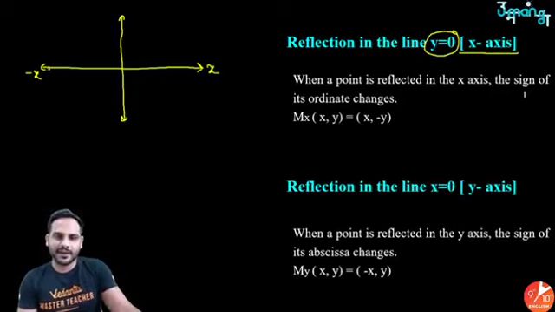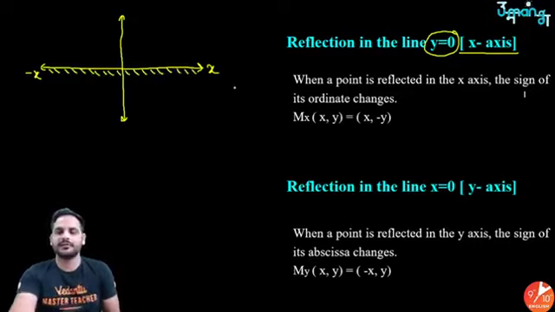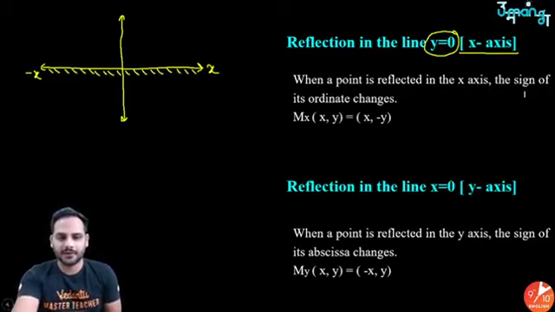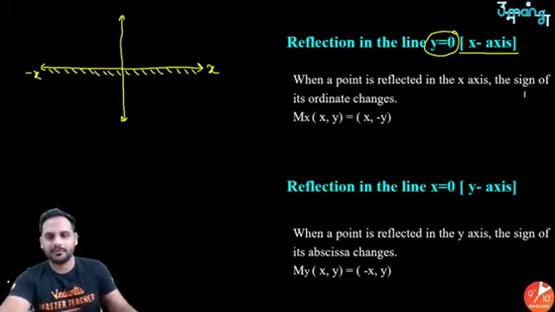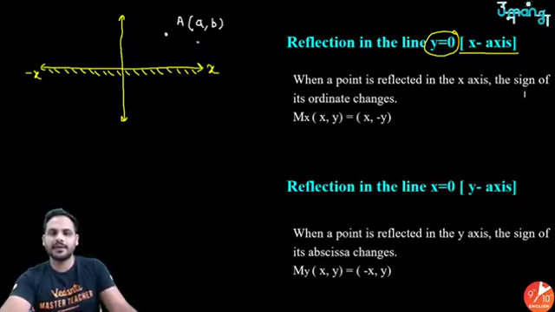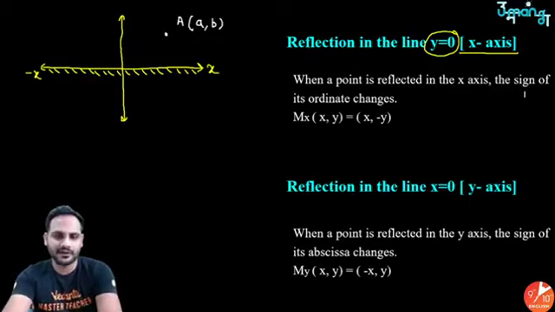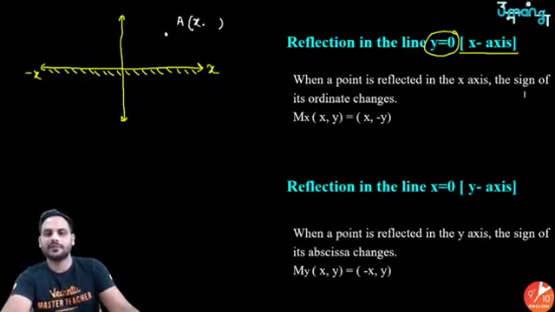So that means my x-axis will be the mirror. Okay, so suppose I choose a point A over here, whose coordinates are x comma y. X is the x coordinate, y is your y coordinate.